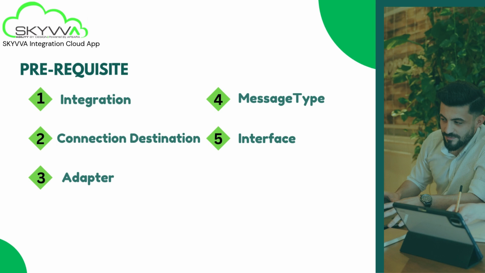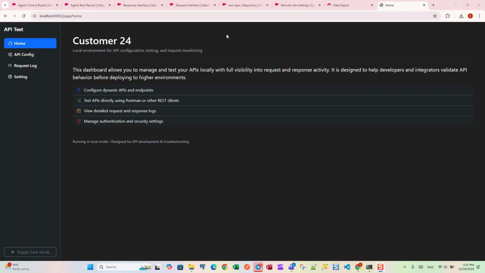Prerequisite. Before learning how to call a local REST API from Salesforce, you should understand how to create integration, connection, destination, adapter, message type, and interface. This function we already explained in another video on our YouTube channel. Now, I want to show the local API for querying account customer 24 that I use in this video.